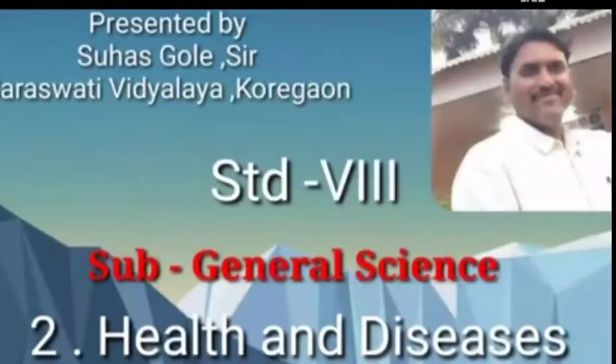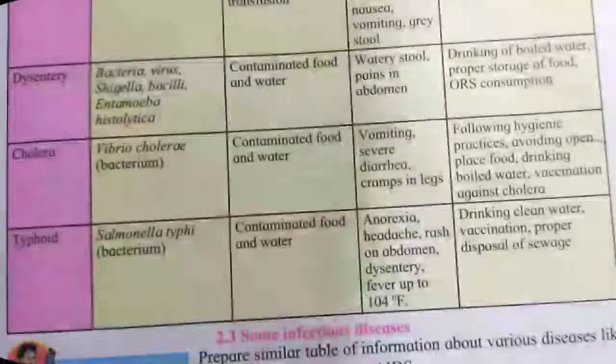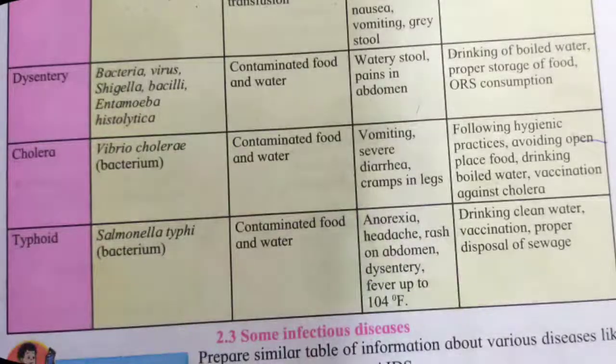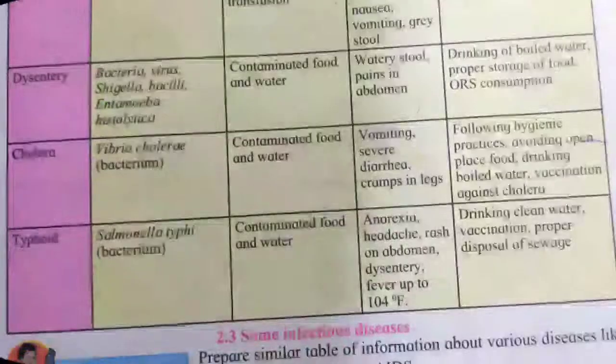Standard 8th, General Science, topic number 2nd, Health and Diseases. Dear friends, in the previous video, we learned about some infectious diseases, and these are tuberculosis and hepatitis. And in this video, we are going to learn about some other infectious diseases. The first infectious disease is dysentery.